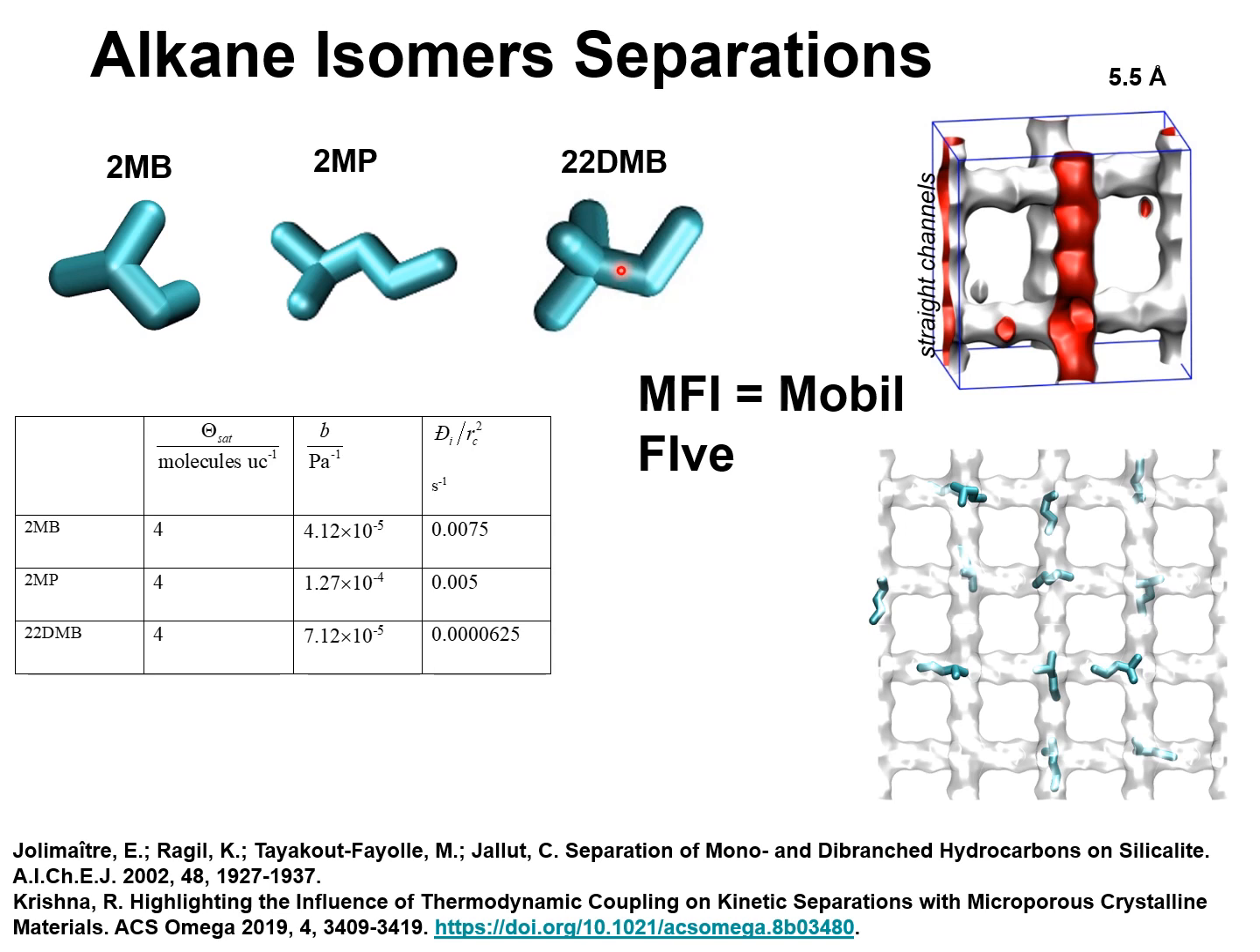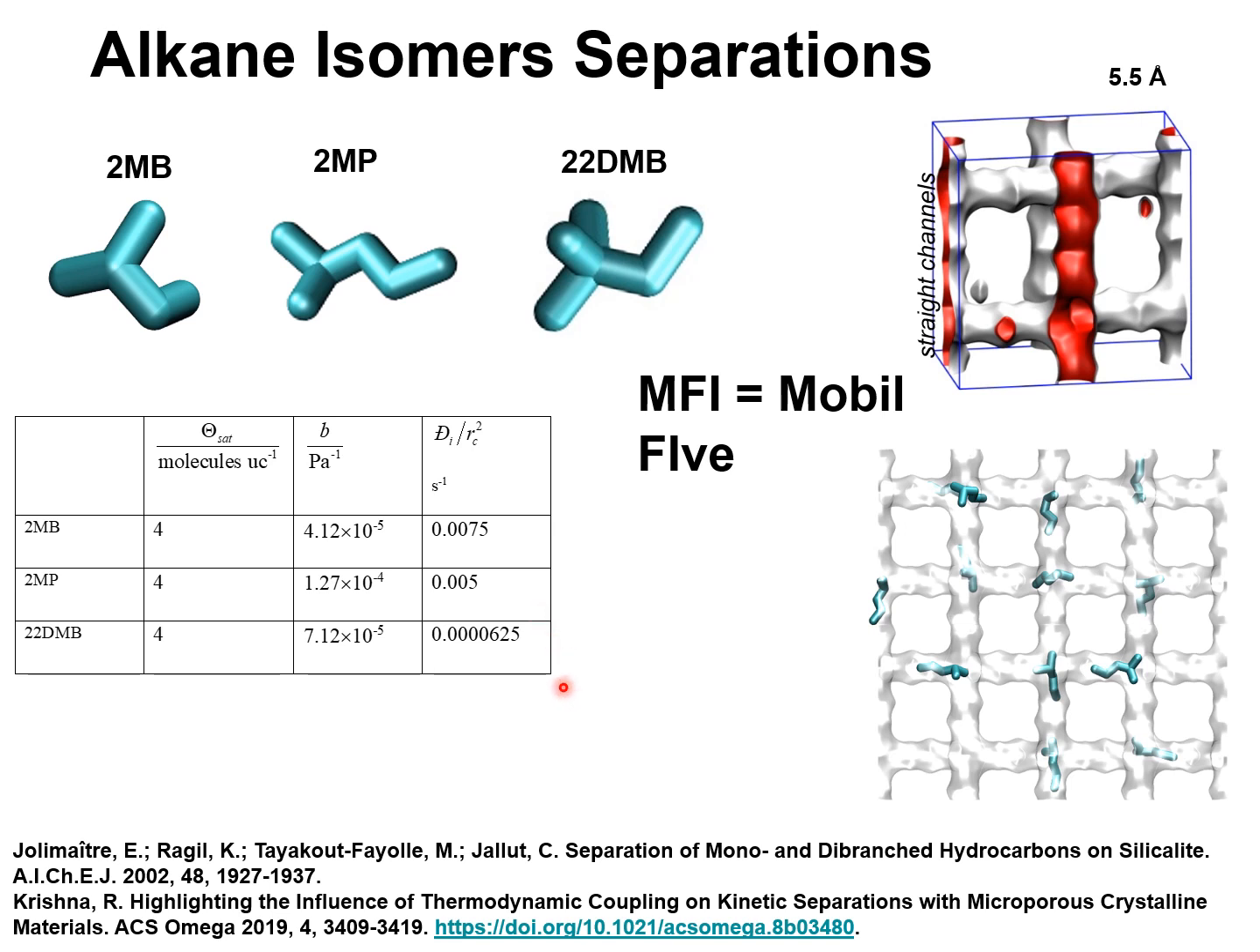Therefore, within the intersecting channels of MFI zeolite, 2-methylpentane has the highest adsorption strengths, but the di-branched 2,2-dimethylbutane has the lowest diffusivity. Let's examine how adsorption strengths and guest mobility play out against each other.